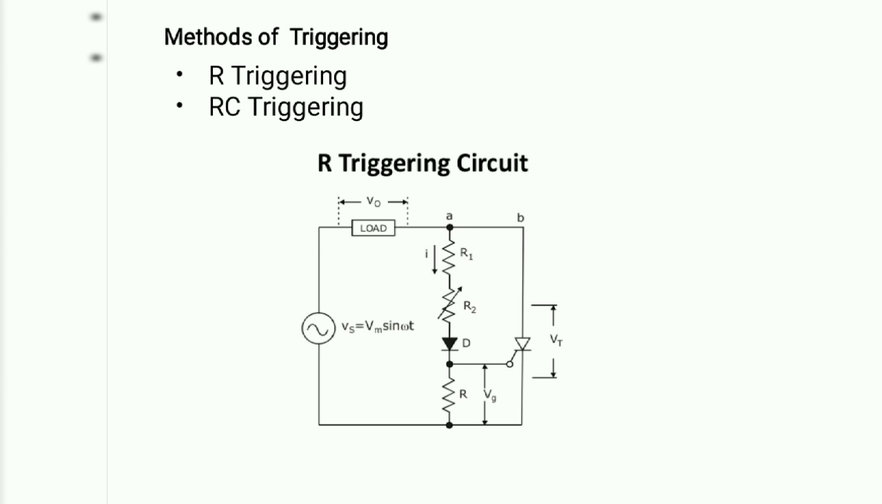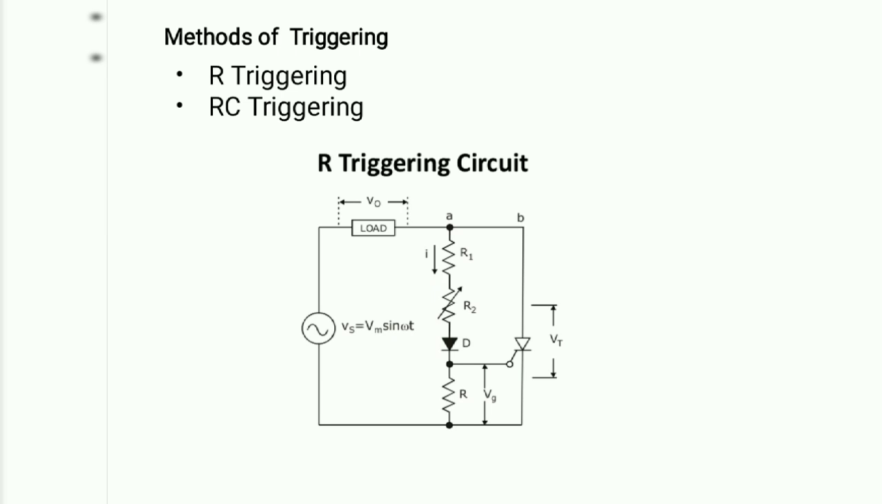Now in R triggering, I am going to provide an AC power supply, Vs equal to Vm sin omega t, a sinusoidal signal. First I will consider the negative half cycle. During the negative half cycle, this terminal is negative and this is positive. Current flows across this circuit, and during the negative half cycle the SCR will be in the turned off state.